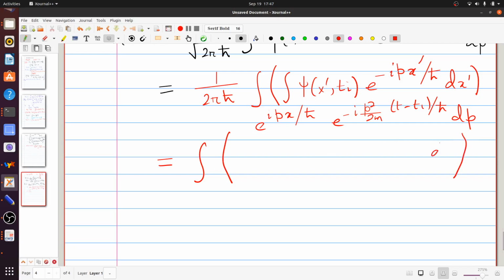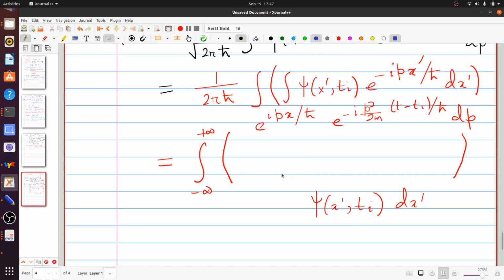And of course, when you're integrating over p, psi of x prime ti, which is independent of p, can come out of that integral. And dx prime, this is the integral over x prime being done later. And inside the bracket here, you have the integral over p. Okay, let me just use a slightly different color for this, just to make it easier to see what's going on there.